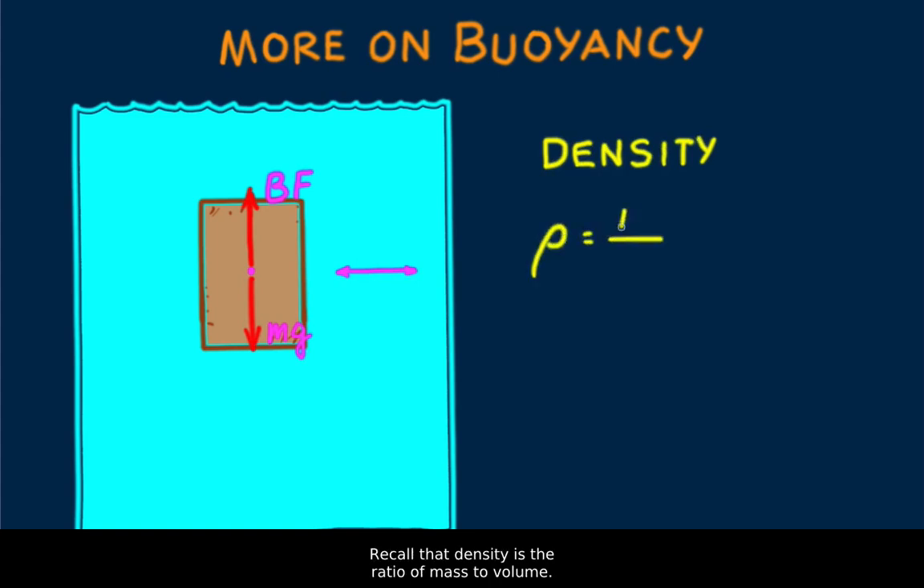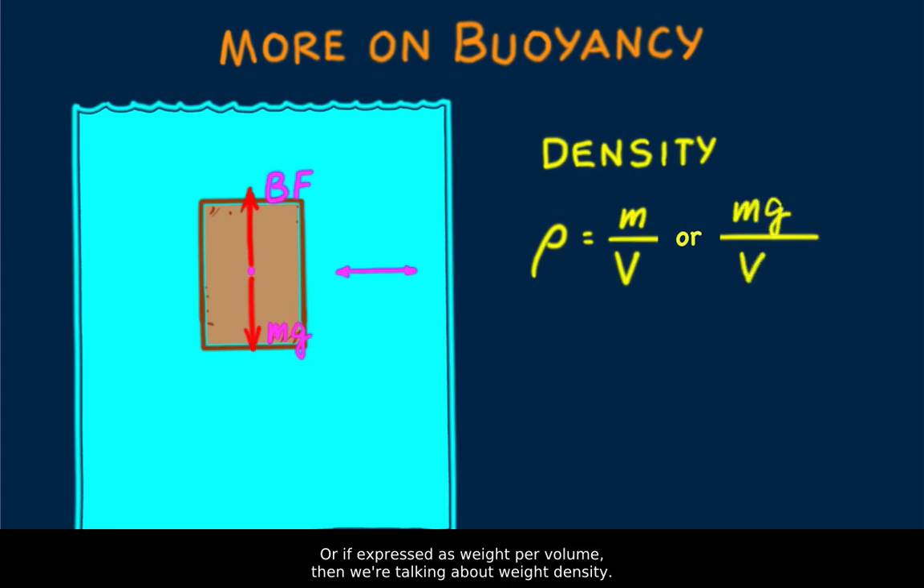Recall that density is the ratio of mass to volume. Rho equals mass per volume. Or if expressed as weight per volume, then we're talking about weight density.